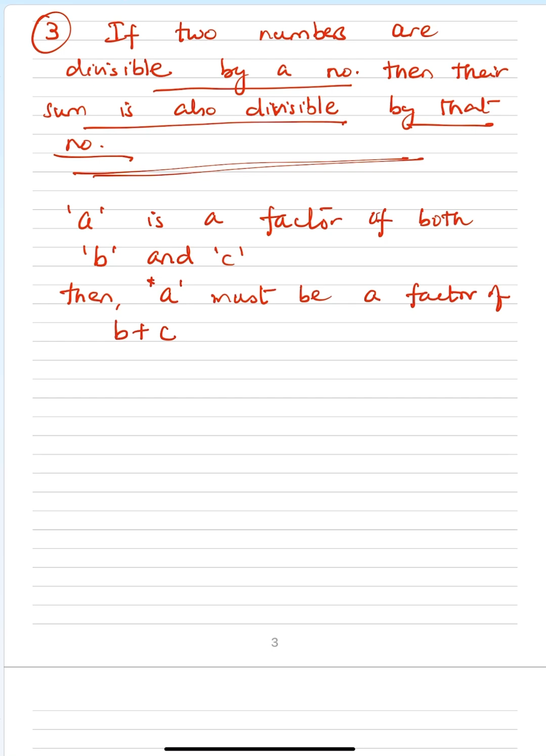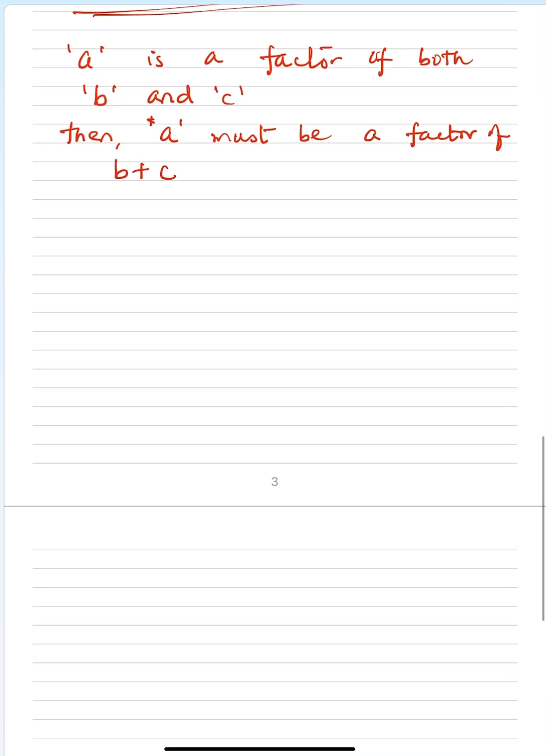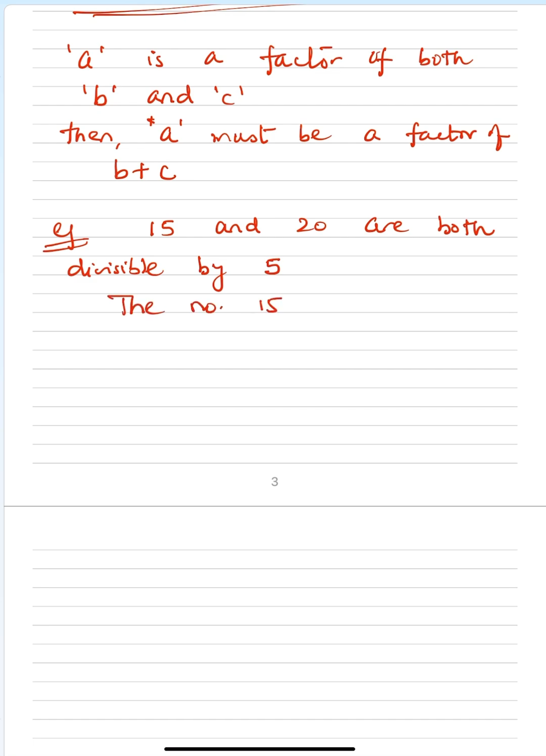Okay, the meaning of this is, suppose we take an example that 15 and 20 are both divisible by 5. Then I will say the number 15 plus 20, which is equal to 35, is also divisible by 5. Okay, this is the meaning.